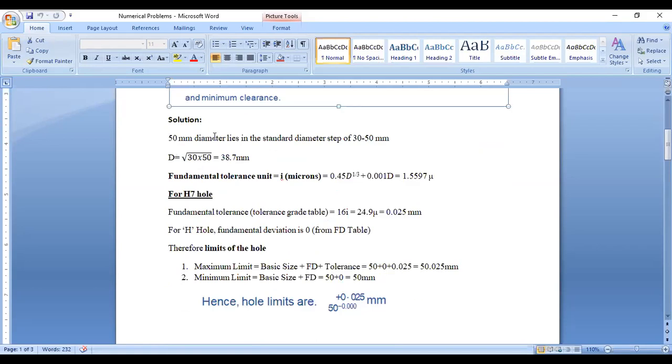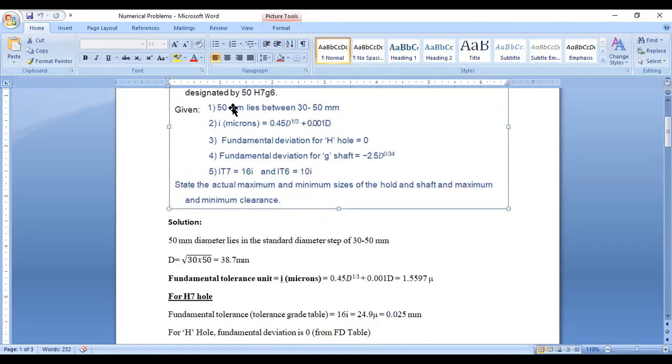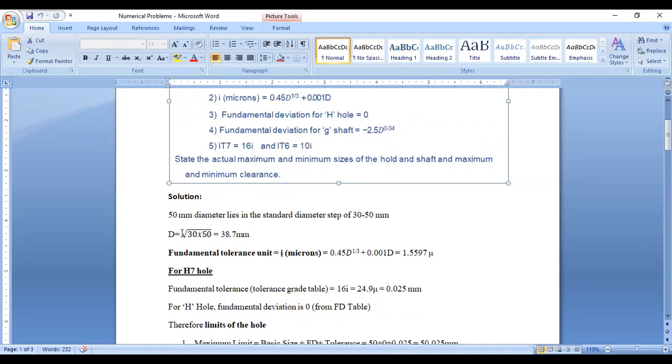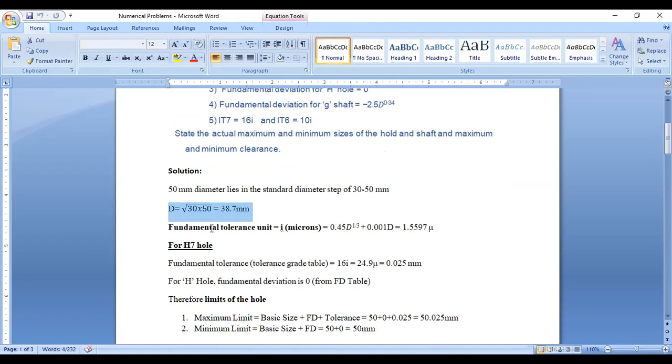So 50 mm lies in a standard step of 30 to 50 mm, that is given in your problem statement. Using these two, first identify D. So D is given by the geometric mean of 30 and 50, that is square root of 30 into 50, which will be 38.7 mm. Once you get D, you have to find out the fundamental tolerance unit I.